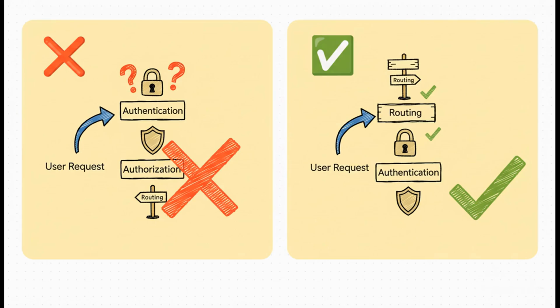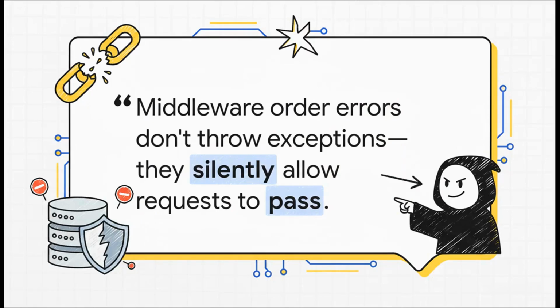How can you check if a user is authorized for something if you don't even know what they're trying to access yet? You can't. That's why the correct way, on the right, is to call UseRouting first. That way, the app knows the endpoint, it can look up its security rules, and then it can apply authentication and authorization properly. And this is really the terrifying part.